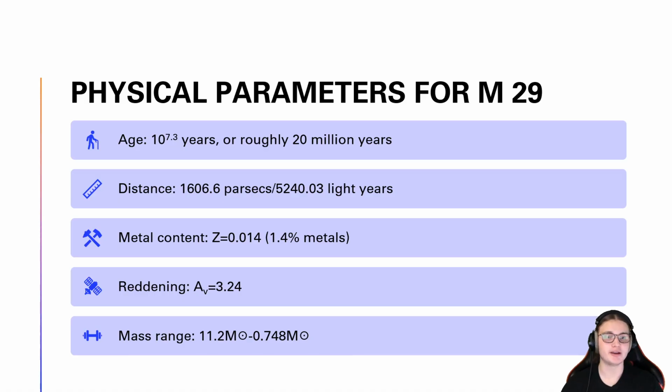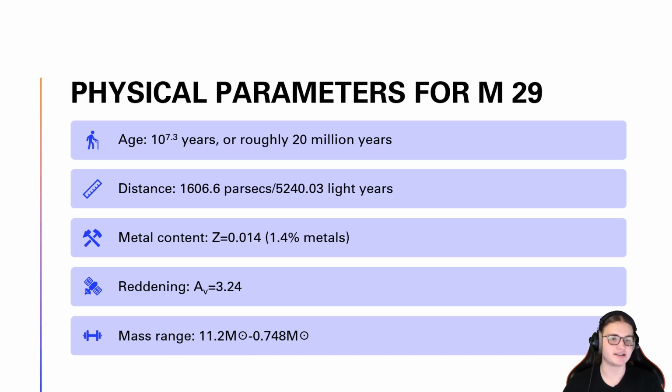Based on the isochrone, the best fit for M29 is a very young cluster of about 20 million years, too young to have developed a red giant branch. It lies roughly 5,240 light-years away, based on the best fit distance modulus, which describes how much dimmer an object appears at a given distance.